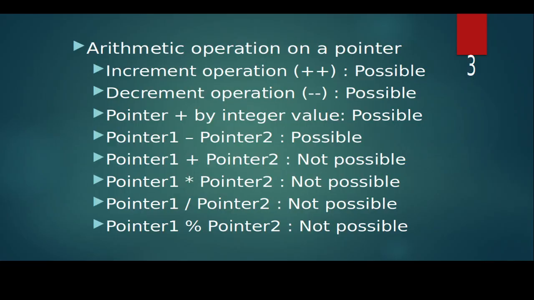Some of the operations are not possible, like pointer 1 plus pointer 2. That means pointer 1 variable plus pointer 2 variable is not possible. Multiplication is also not possible, division is also not possible, and the modulo operation is not possible. These are operations not allowed, and the above four are allowed.